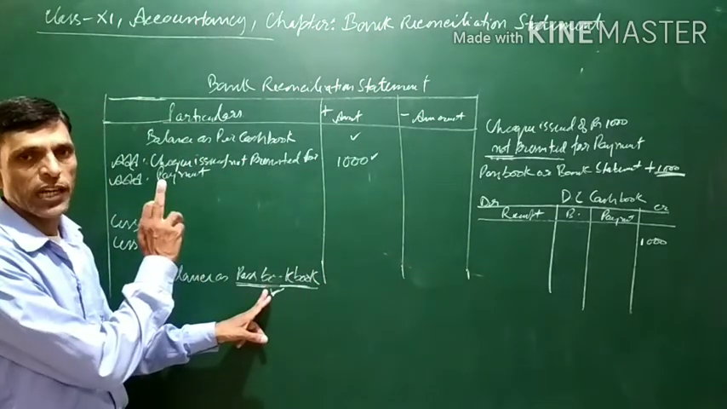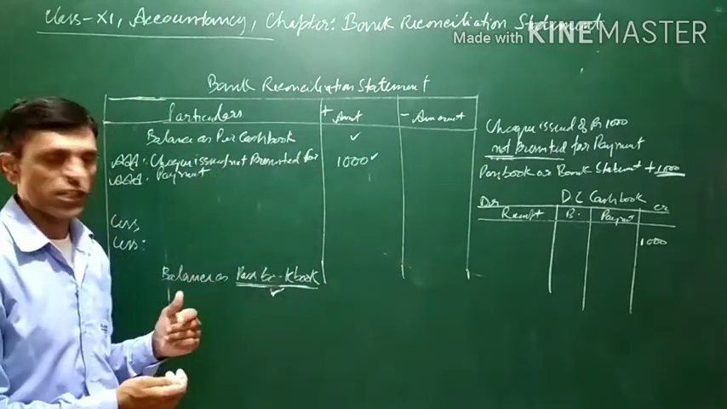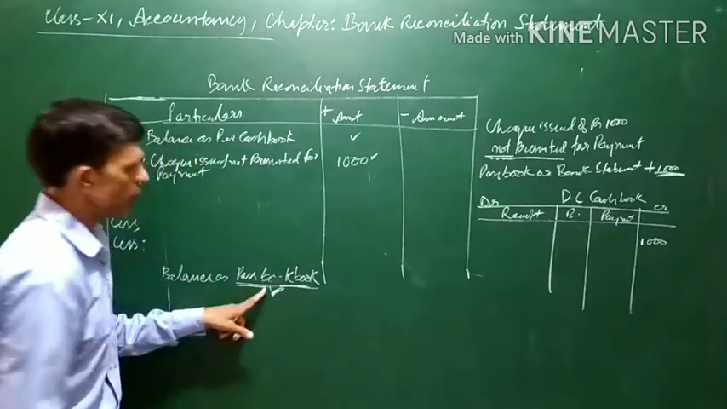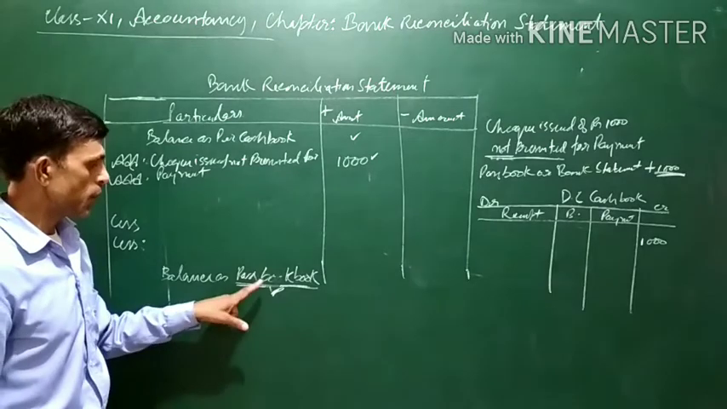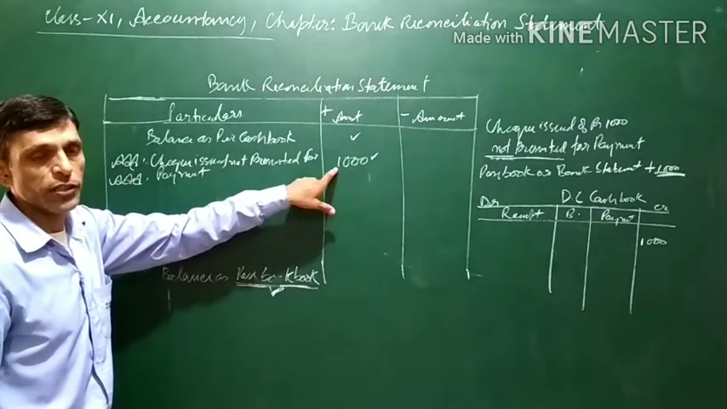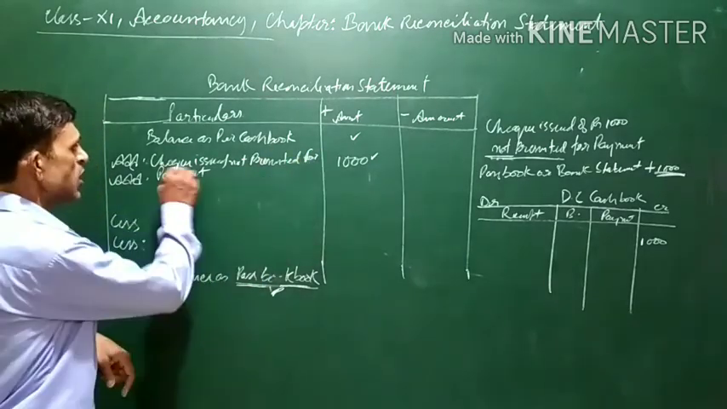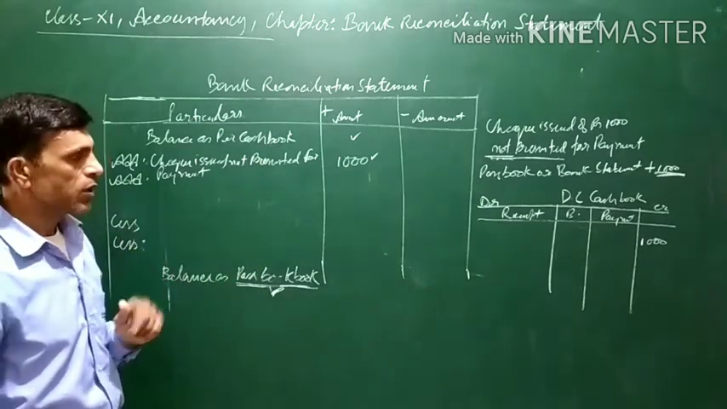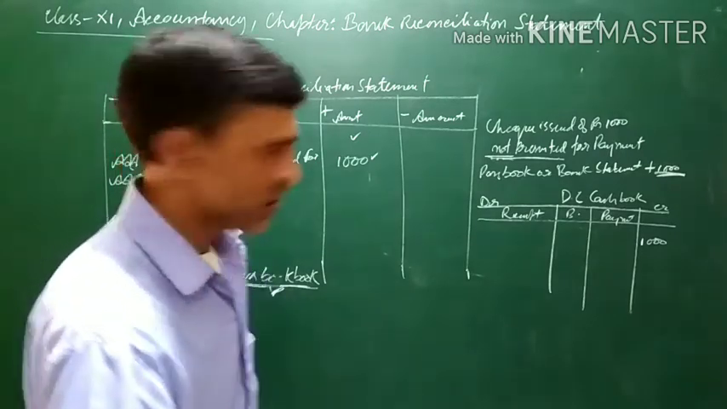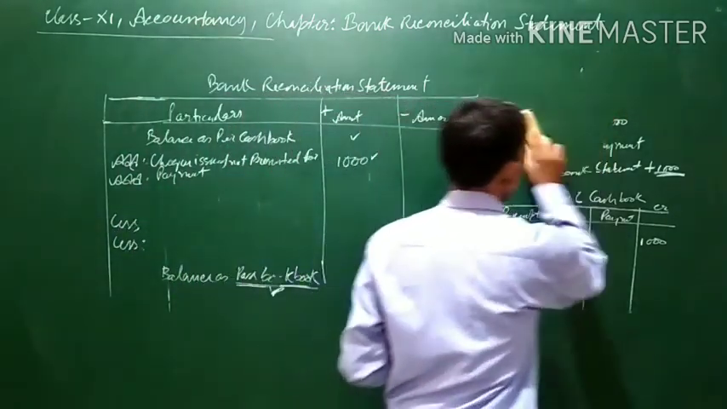So what is showing in the cash book? There will be 1000 showing extra in the passbook, so we will be adding. That is why we will be writing it here on the positive side: check issued but not presented for payment. Now this is one scenario. Now let us discuss one more transaction.